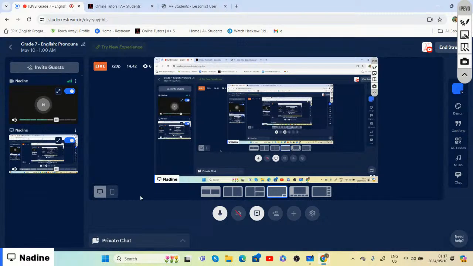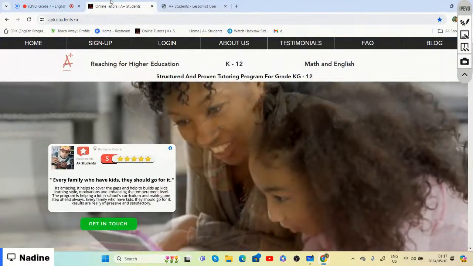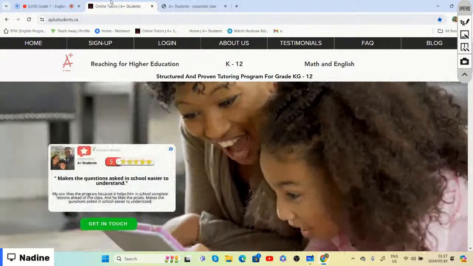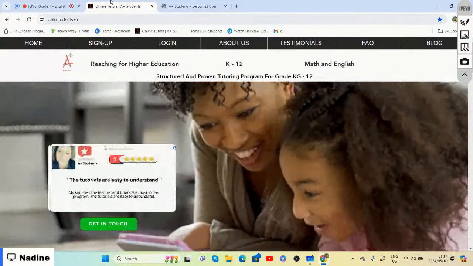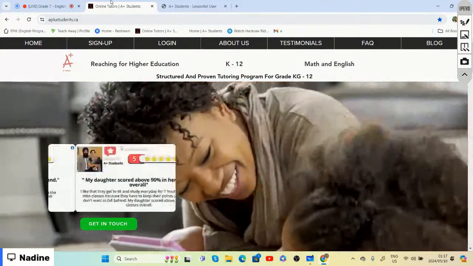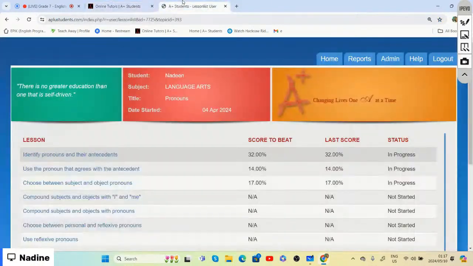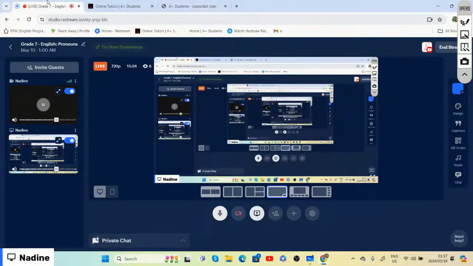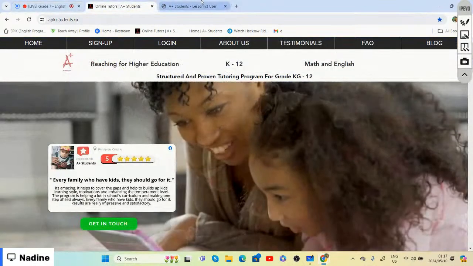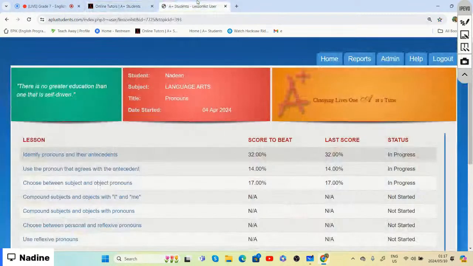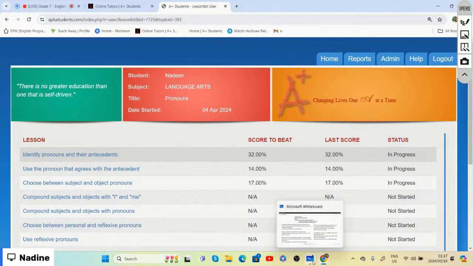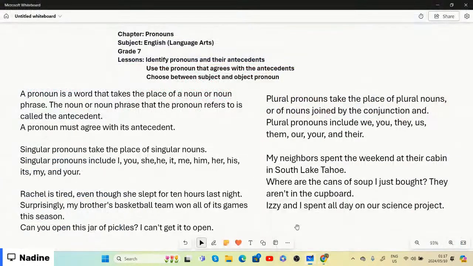Can you guys see the screen now? Because I see purple from my side. Can you guys see what's on the screen? I think it's back now. All right. Okay, we're back.